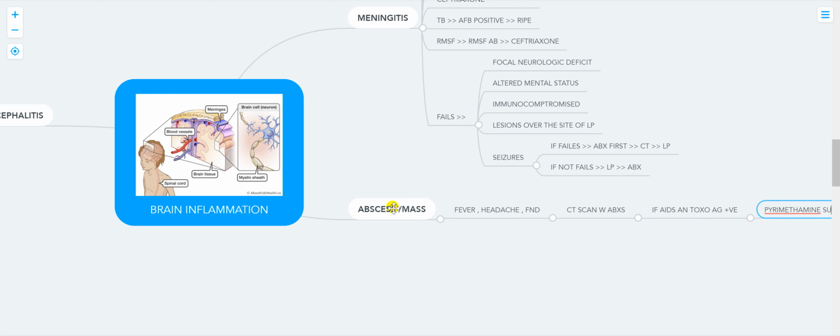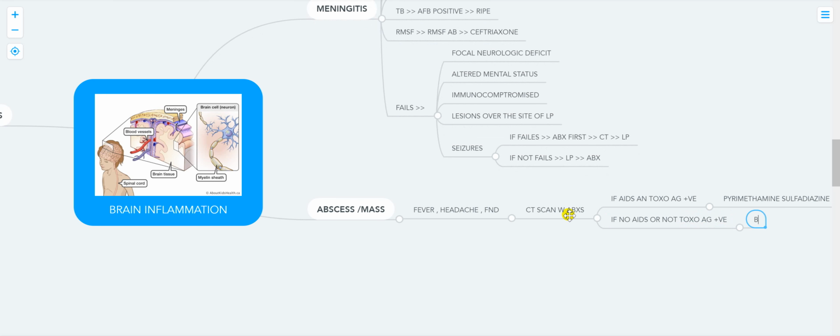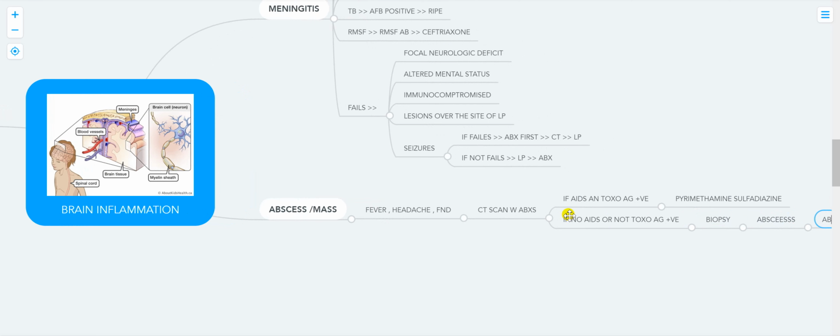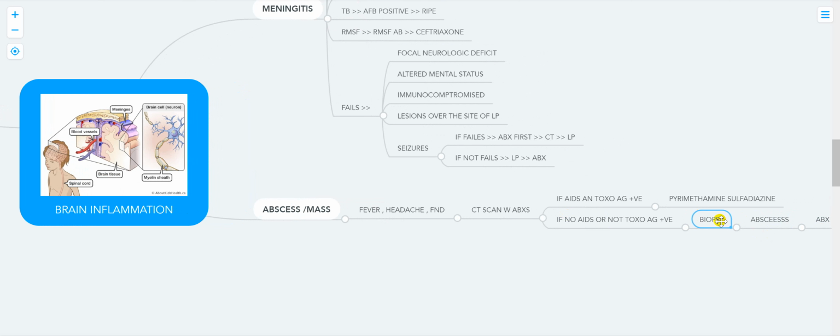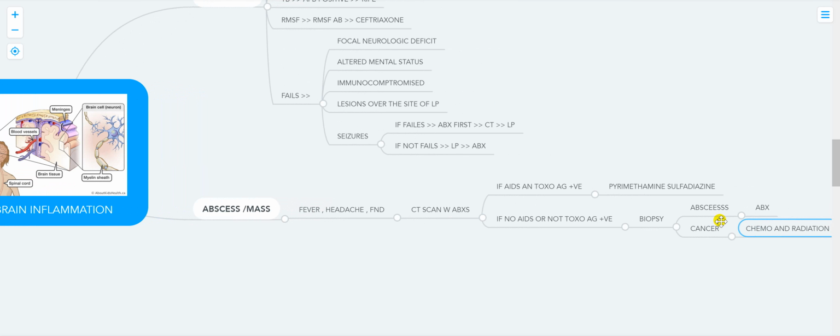Pyrimethamine, sulfadiazine. Okay. If no AIDS or not toxo antigen positive, then you do biopsy. If it's an abscess, then you give antibiotic. If it is cancer, then you do chemo and radiation. Simple and easy. And then you repeat CT scan for toxo showing improvement. Continue.